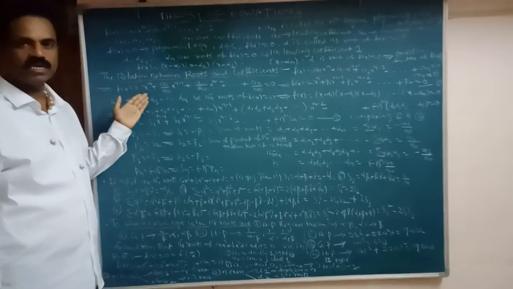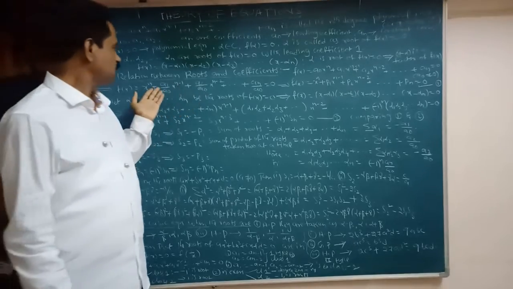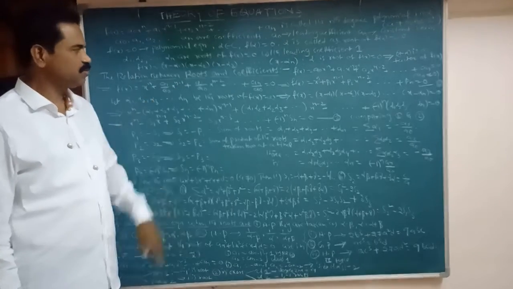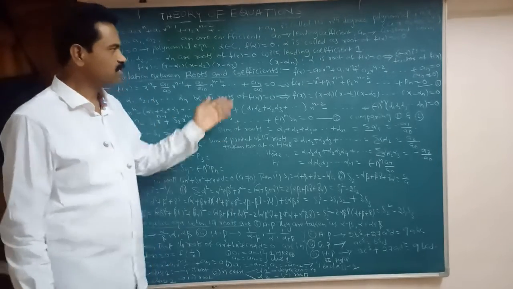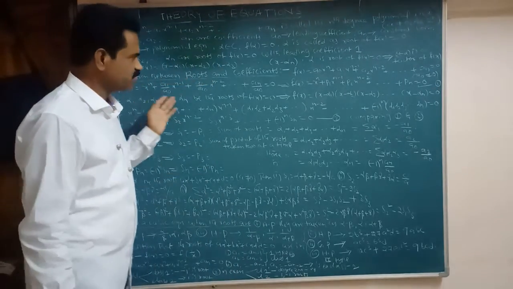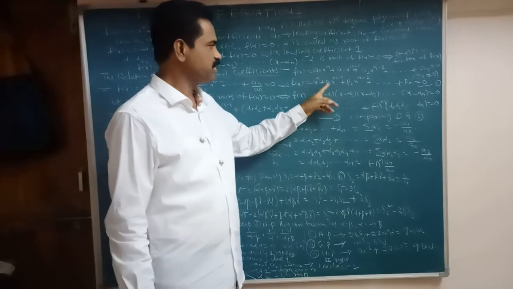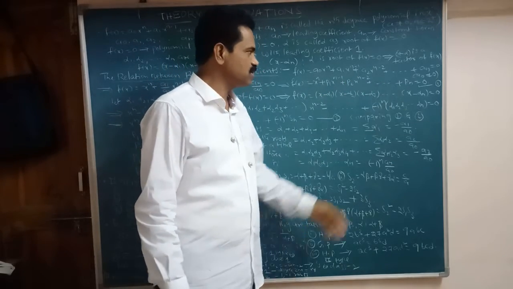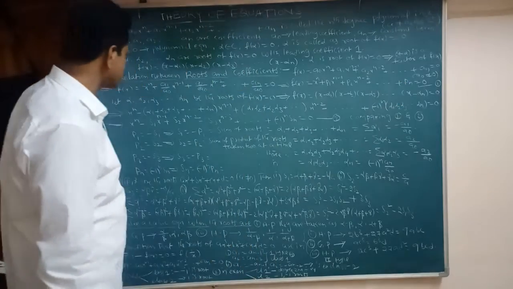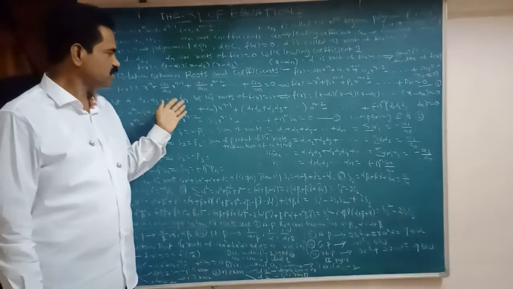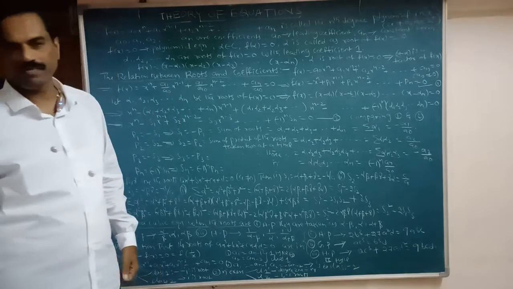So that means a naught is common. So that is x power n plus a1 by a naught into x power n minus 1 plus a2 by a naught into x power n minus 2 plus so on plus an by a naught equal to 0. Suppose I take this equation as x power n plus p1 x power n minus 1 plus p2 x power n minus 2 plus so on plus pn equal 0. Suppose this equation is 1. So alpha 1, alpha 2, alpha 3, and so on, alpha n are the roots of f of x equal 0.